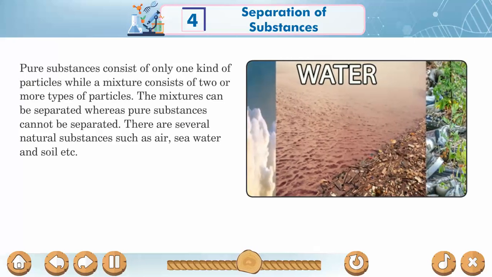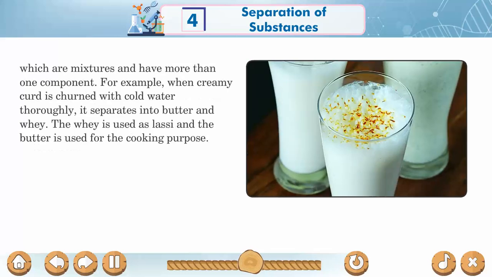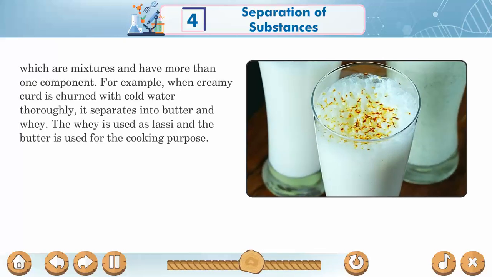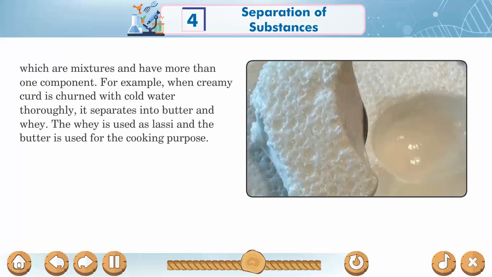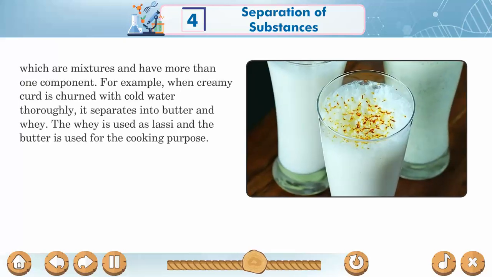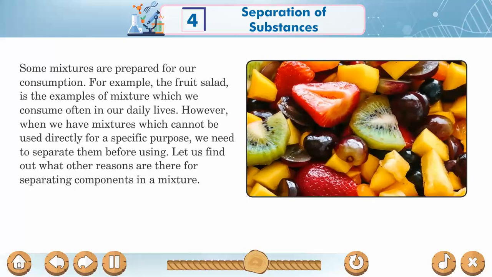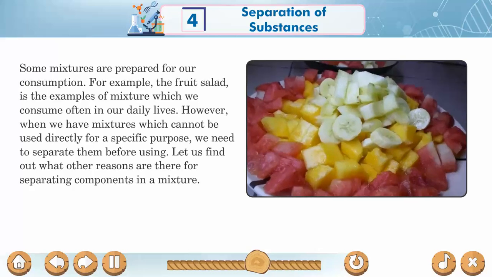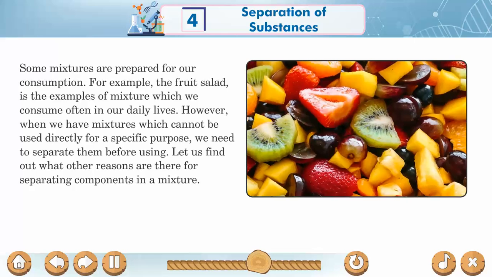There are several natural substances such as air, sea water and soil, etc., which are mixtures and have more than one component. For example, when creamy curd is churned with cold water thoroughly, it separates into butter and whey. The whey is used as lassi and the butter is used for cooking purposes. Some mixtures are prepared for our consumption. For example, fruit salad is an example of a mixture which we consume often in our daily lives.